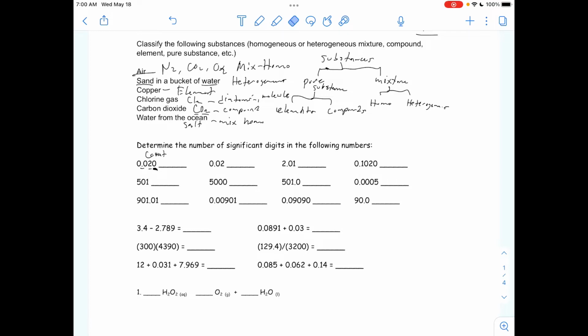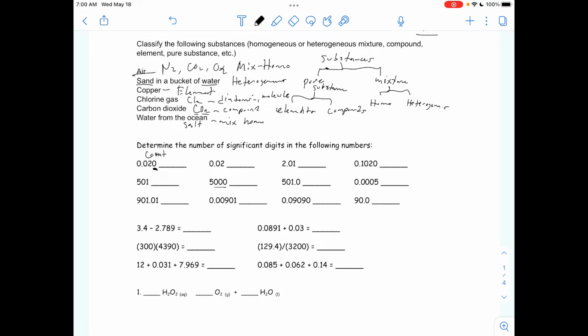If I have zeros in front of a decimal, like this one, they never count. Or let me restate that: if I have a zero in front of a non-zero, they never, ever count. So even these ones never ever count. And if I have trailing zeros after a non-zero but there's no decimal, they also do not count.